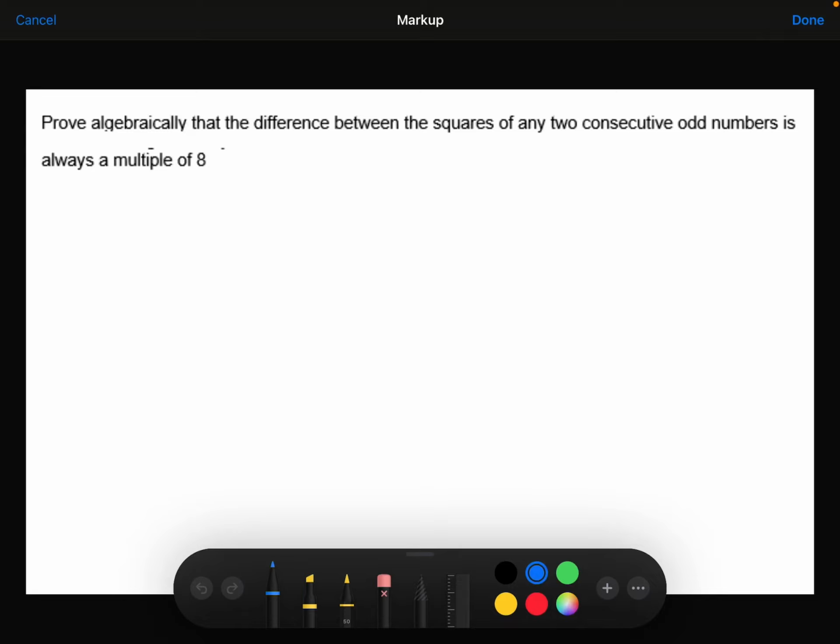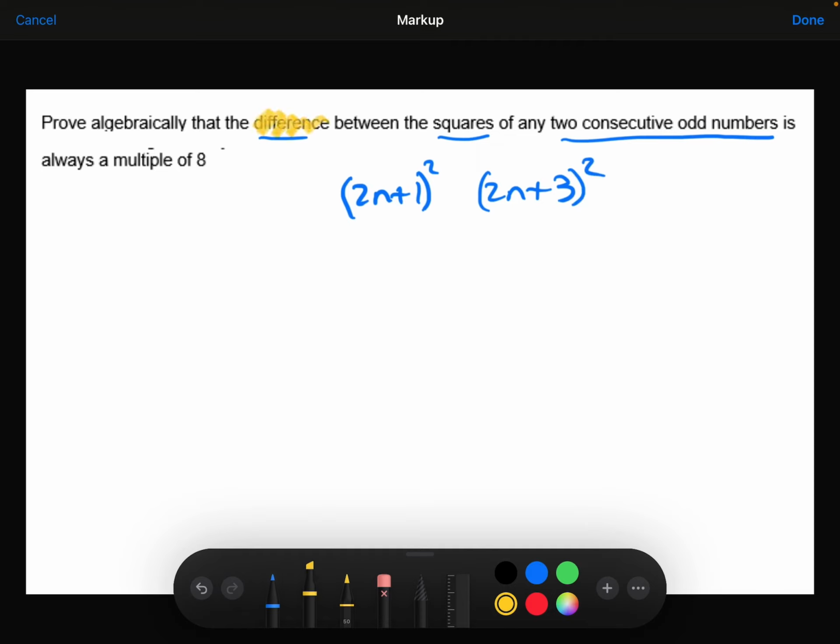Prove algebraically that the difference between the squares of any two consecutive odd numbers is always a multiple of 8. So the difference between the squares of two consecutive odd numbers. If my odd numbers are 2n plus 1 and 2n plus 3, those are consecutive odd numbers. The squares of those numbers are like that. And if I want the difference between them, I want to do the bigger one take away the smaller one.